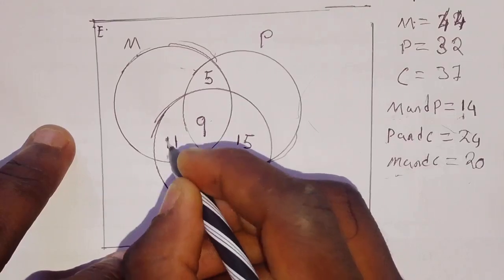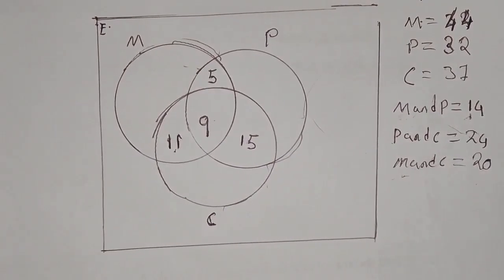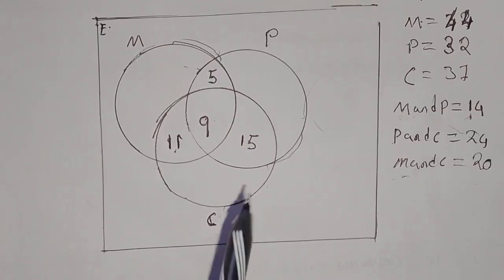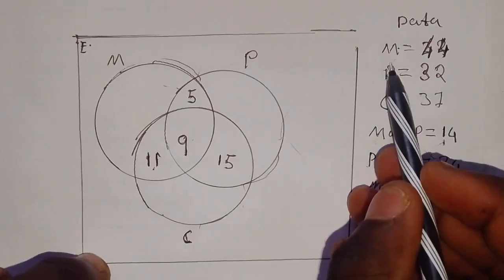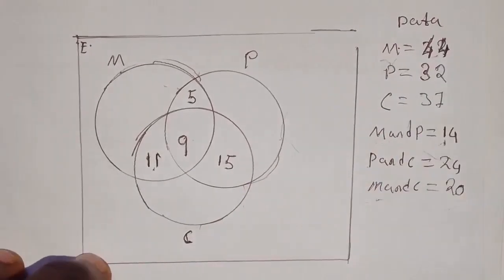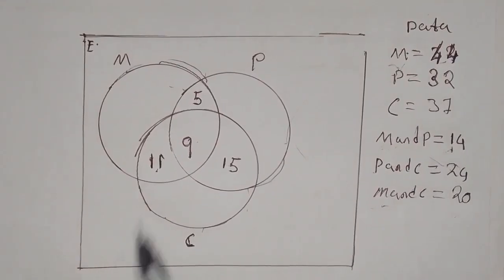Okay, so start by entering those people who did all the 3 activities, then followed by those who did 2 activities. Then you finish by entering those who did only 1 activity. Okay, so let's now proceed. So we have maize here, which is 44. So maize is 44. So this is maize.